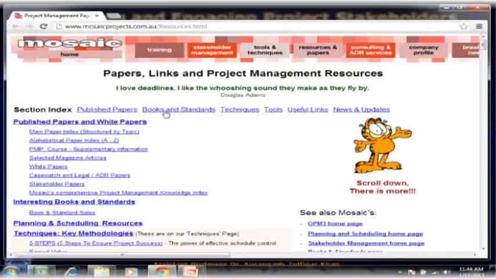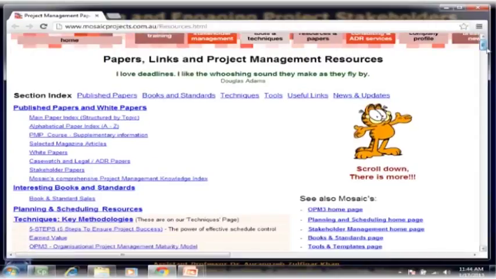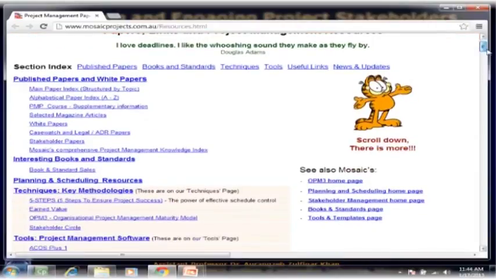And you can see here some of the links: published papers, books and standards, techniques, tools, updates, and, yeah, you can see over here the stakeholder management homepage. Let us click on this.